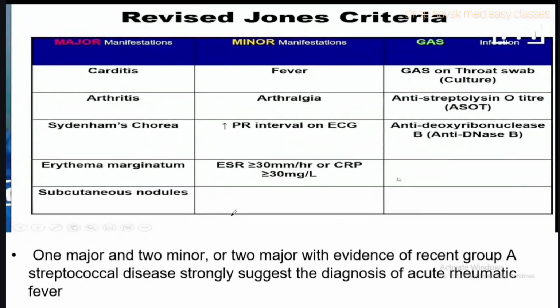For that, we are going to do a throat swab culture test. Then we are going to check anti-streptolysin O titer and anti-deoxyribonuclease B, anti-DNase B. For diagnosing through the Jones criteria, the patient should have either one major or two minor criteria with this GAS infection, or two major criteria with evidence of recent Group A streptococcal disease. This strongly suggests the diagnosis of acute rheumatic fever.